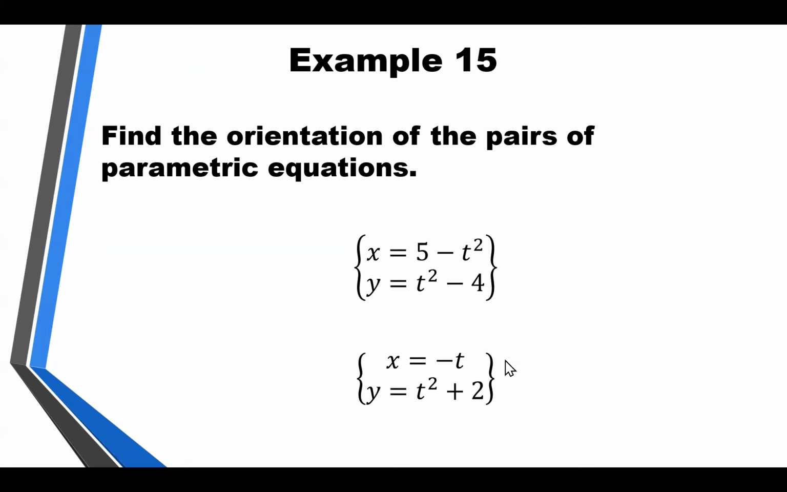The first is x is equal to 5 minus t squared, y is equal to t squared minus 4. If you want to try these on your own, go ahead. In a couple of seconds, I will do these. Let's do the first one first. 5 minus t squared is the x. t squared minus 4 is the y. You may anticipate you're going to get a quadratic. It turns out it does not give you a quadratic. Let's see what it gives you.